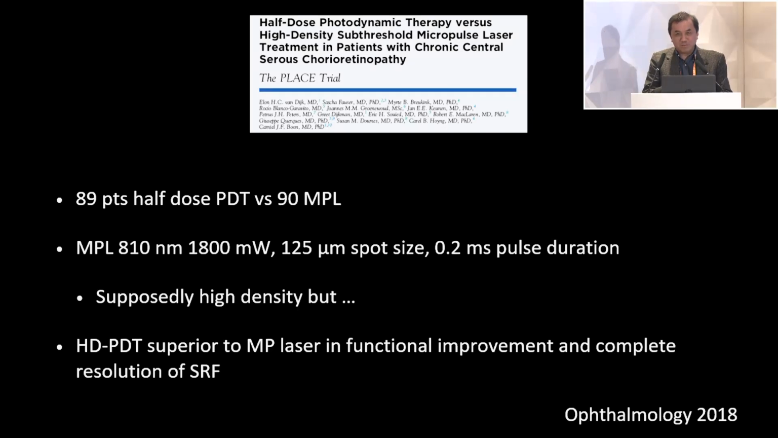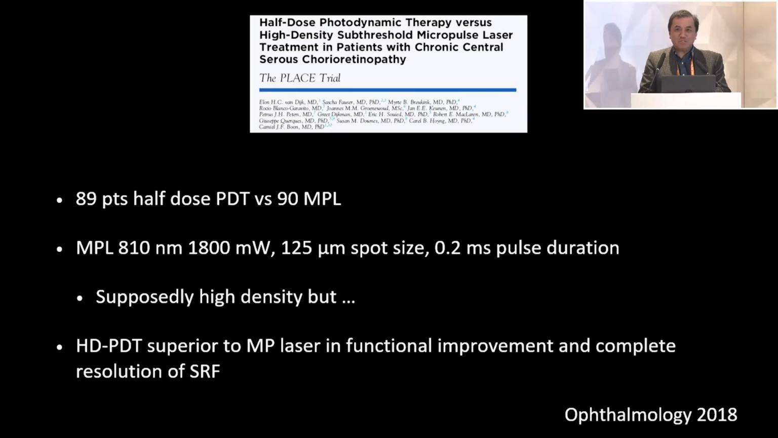However, if you look into the details, the results showed that the half-dose PDT was superior to the micropulse laser in terms of functional improvements and complete resolution of the subretinal fluid. But the big but is the 810 nanometer laser does not have patterns, okay? So you can imagine, and they said they did hundreds of spots for each of these eyes.